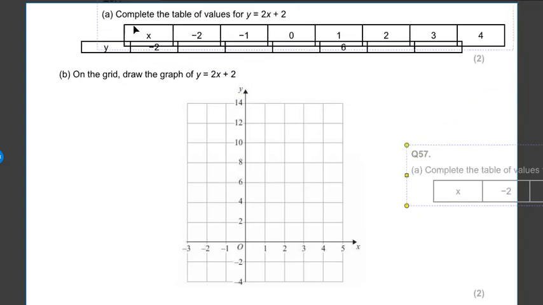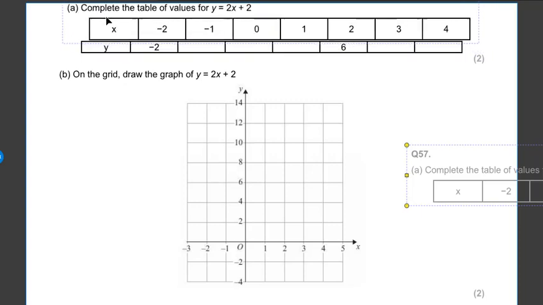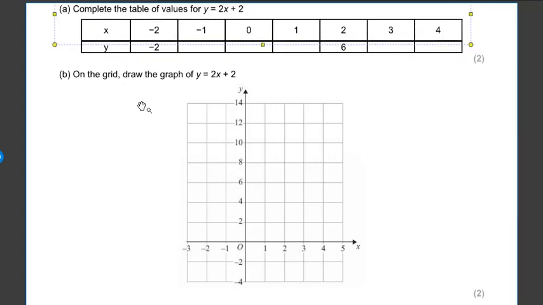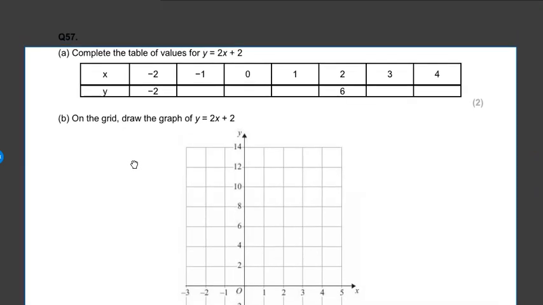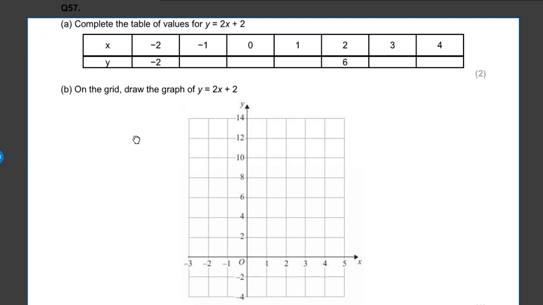Alright, so let's put the question on the same page if I can. Alright, so complete the values for y. y equals 2x plus 2. But what did I tell you a second ago? I said the number in front of the x, that's the number that you add each time. So that's positive 2.